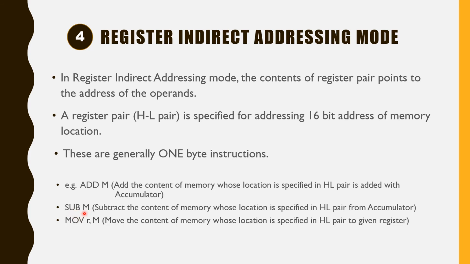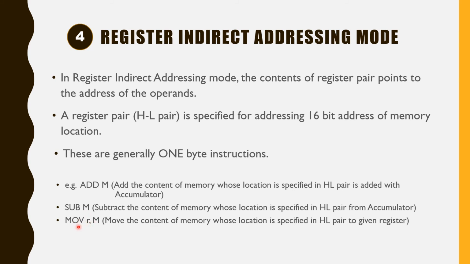Here also M means the memory contents, which is specified by the HL pair, is subtracted from the accumulator. Always remember, subtract M means the accumulator is never subtracted from the memory. Actually, the memory is subtracted from the accumulator. So always the accumulator comes on top. And the next is move R comma M.